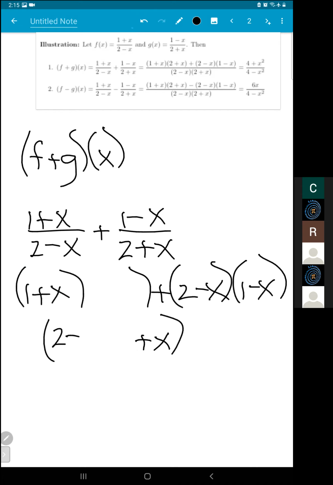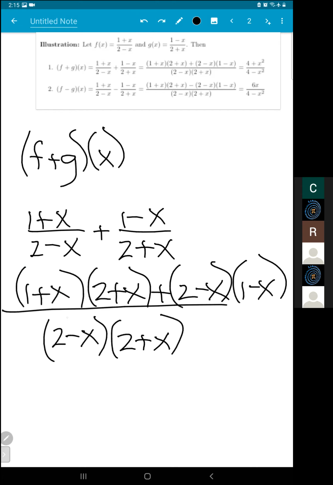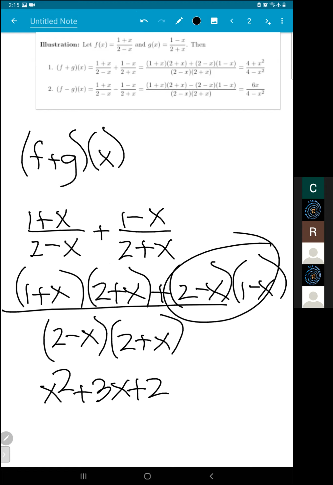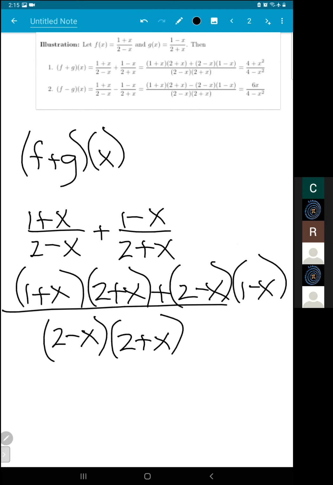Okay, may error lang tayo. Let's expand. So FOIL method. So you'll get x squared plus 3x plus 2. Then for this one, if you expand that, sige, isa-isahin natin.